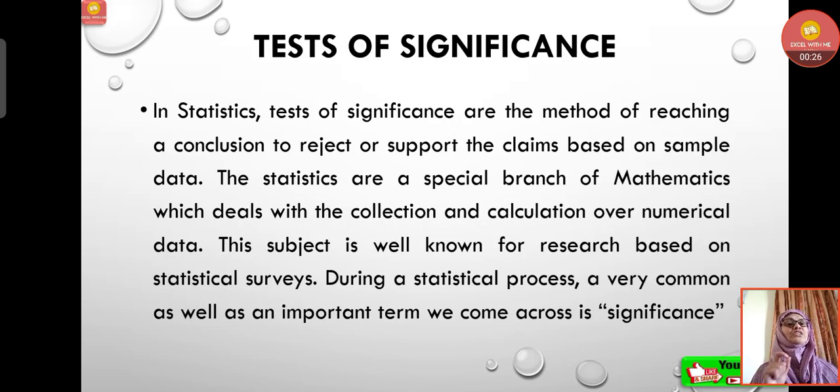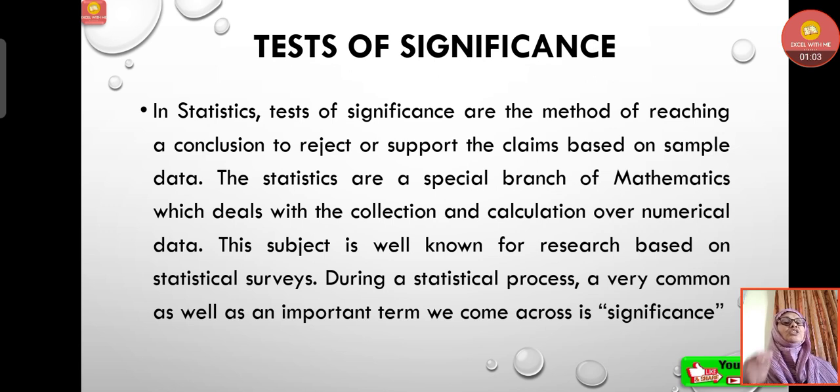In statistics, tests of significance are the method of reaching a conclusion to reject or support the claims based on sample data. When we take any problem, we give some objectives and then we decide the assumptions, that is tentative solutions of the problem, that is hypothesis, and that hypothesis will be tested through some statistics after collecting the observations. So to come to the conclusions, we need some statistics and also test of significance, whether whatever hypothesis we have done, whether it should be accepted or rejected.